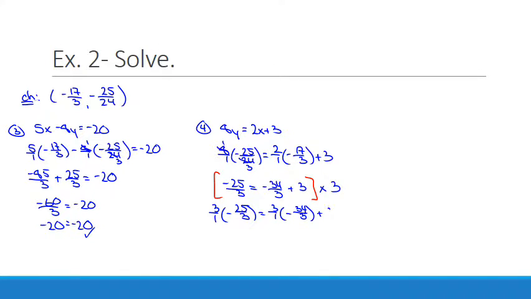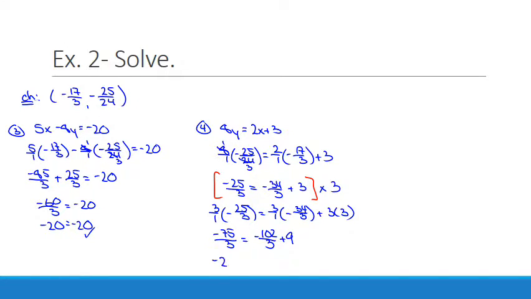And then plus 3 times the original 3. And then if you don't like my reducing first method, I would just go straight across. I get negative 75 over 3 equals, what is that? That is 90 and 12. So negative 102 over 3 plus 9. And then I can reduce those.